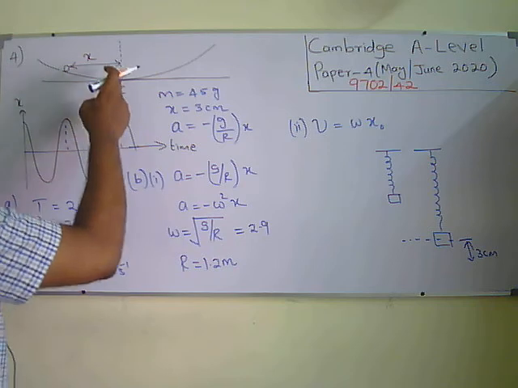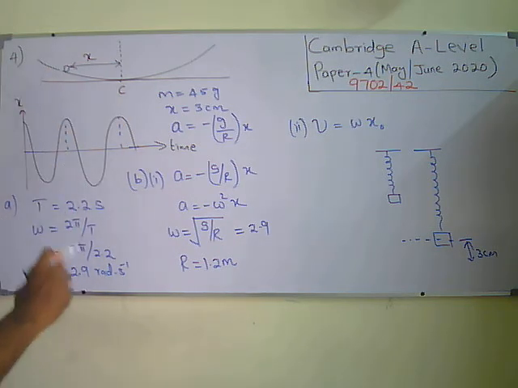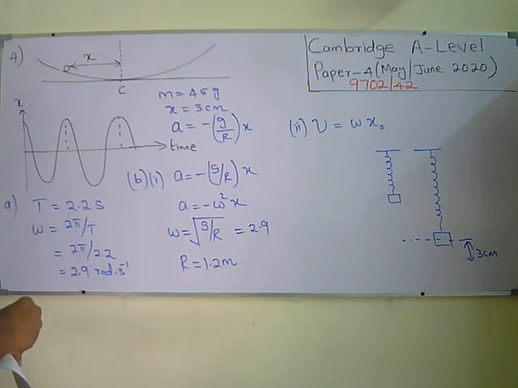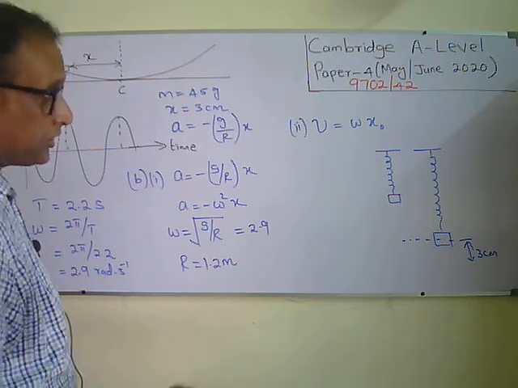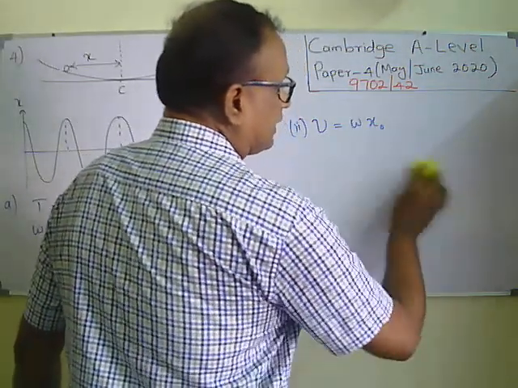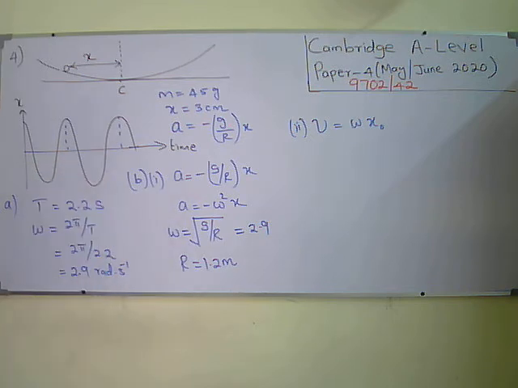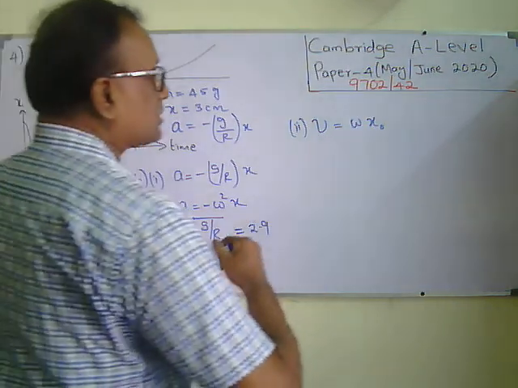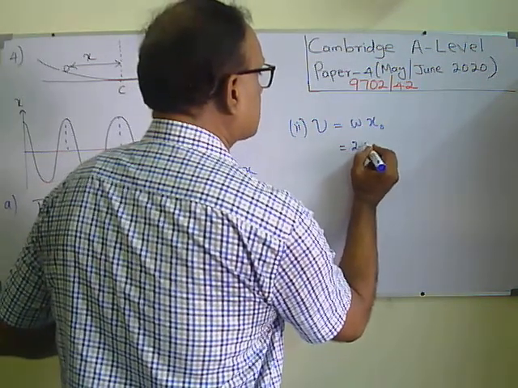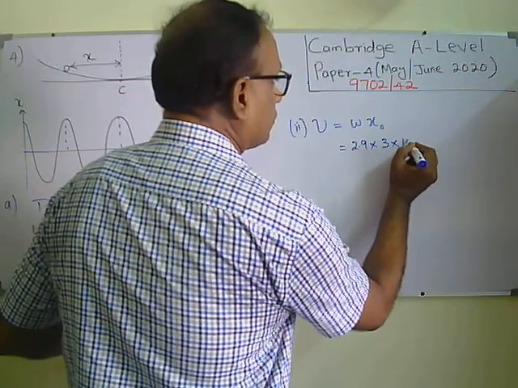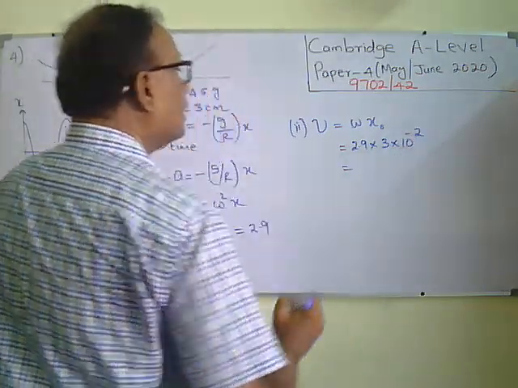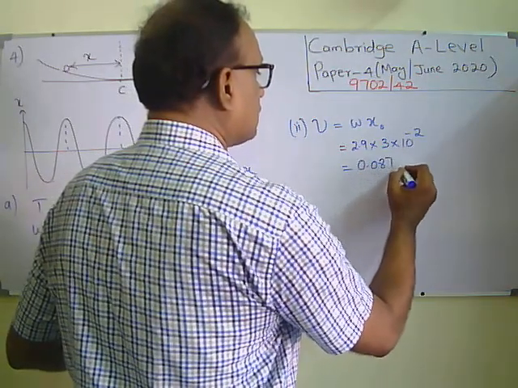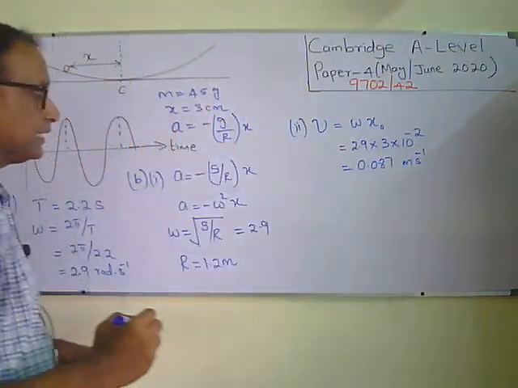Here they are saying it was pulled through 3 centimeters from the equilibrium initially and left. It was left from 3 centimeters, which means during the oscillation the amplitude will be 3 centimeters. So x naught will be 3 centimeters. We know the omega. Omega is equal to, we found it, 2.9. So that will be 2.9 times 3 into 10 to the power minus 2. Solve it, you'll get the answer 0.087 meter per second.